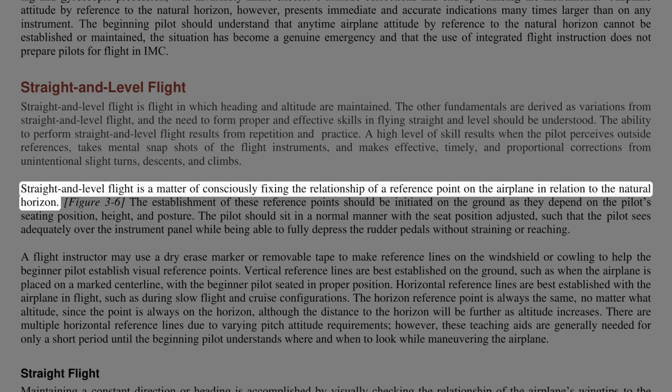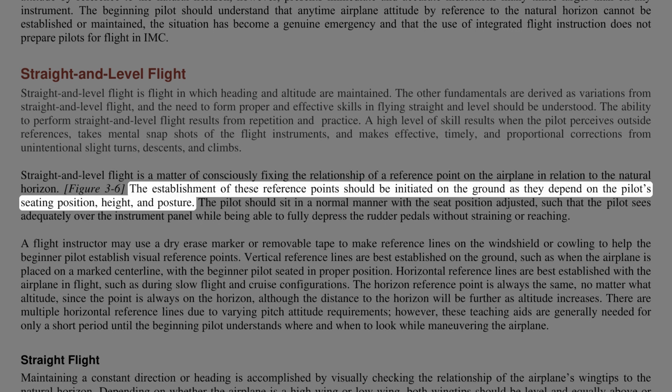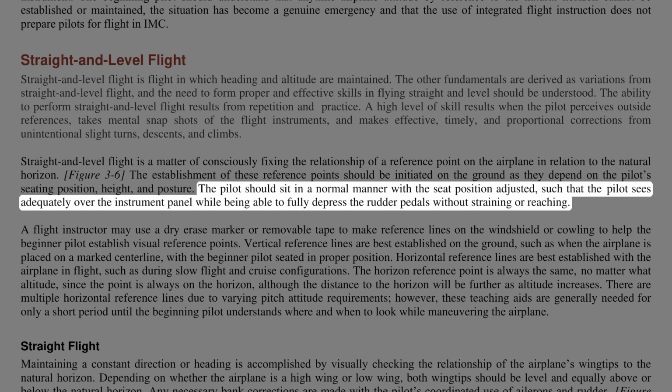Straight and level flight is a matter of consciously fixing the relationship of a reference point on the airplane in relation to the natural horizon. The establishment of these reference points should be initiated on the ground, as they depend on the pilot's seating position, height, and posture. The pilot should sit in a normal manner with the seat position adjusted, such that the pilot sees adequately over the instrument panel while being able to fully depress the rudder pedals without straining or reaching.